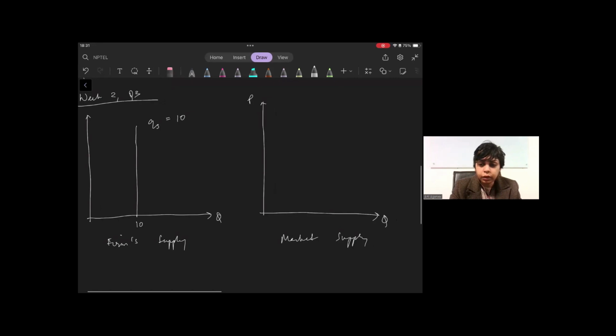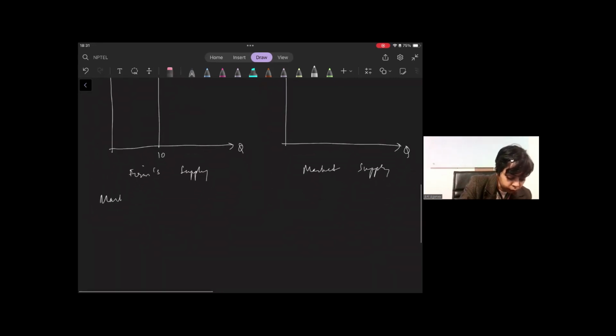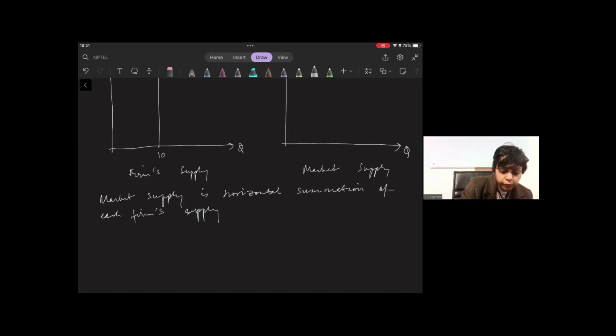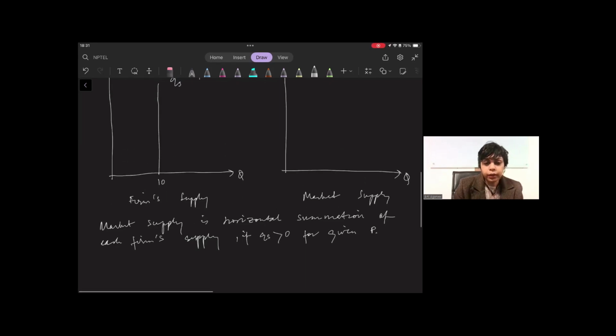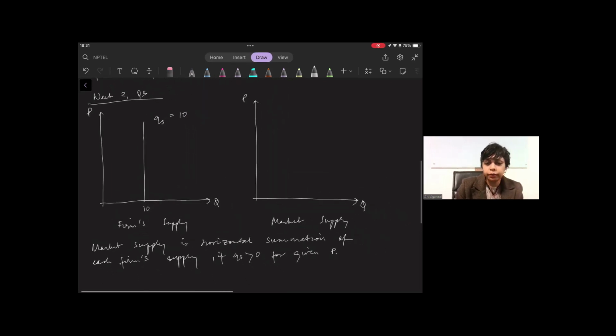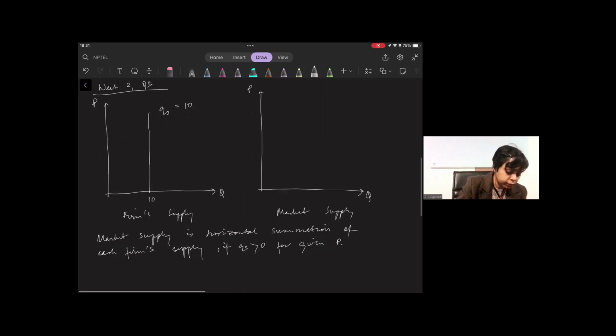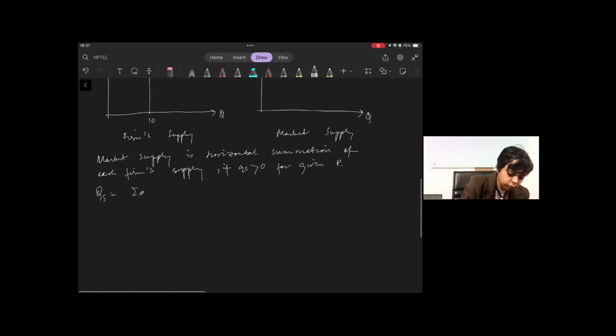Now, the market supply is the horizontal summation of each firm's supply, provided the supply is greater than zero at the price range you're looking at. In this case, we know that for each firm, Qs equal to 10 is the same function. So then we can always sum it. Qs equals the summation, which is 100 times 10, equal to 1000.